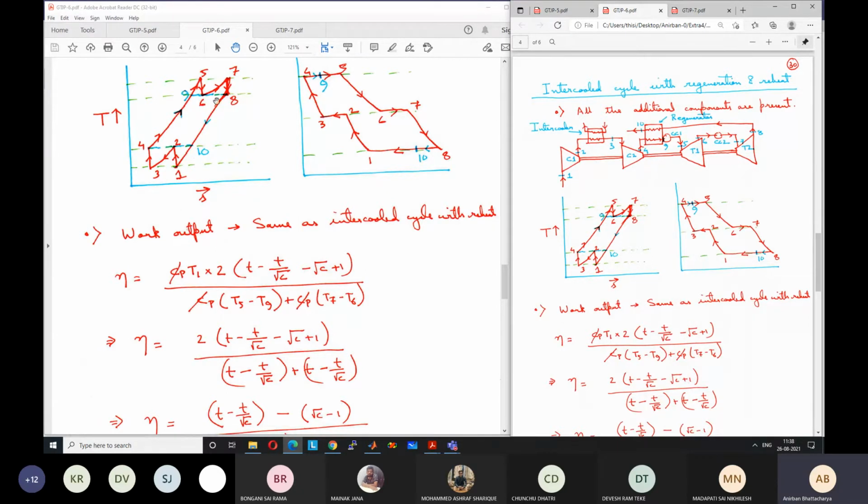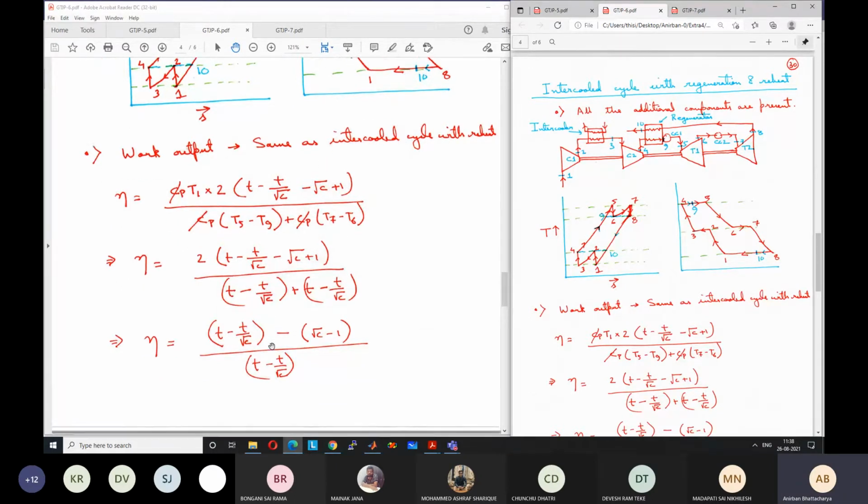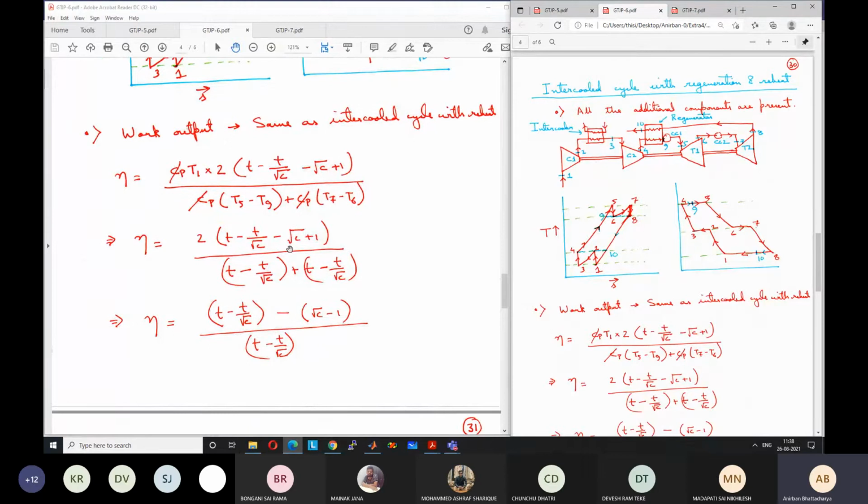T9 is equal to T8 or T6. Okay, and T6 by T1, we have found that T6 by T1 is equal to T by root C. So this is minus T by root C. Then T7 by T1 again is equal to T, and T6 by T1, which is T by root C, we have already just told now. So we have 2T minus T by root C. 2 gets cancelled. So ultimately we have eta is equal to T minus T by root C minus root C minus 1, I've taken this into bracket, divided by T minus T by root C.